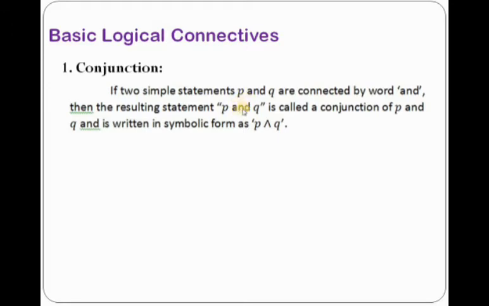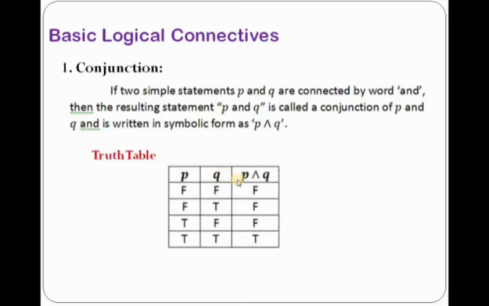And the symbol for this is this. This is an upside-down V. This is the symbol for conjunction, and you can read it as P and Q. Here you also need to learn something called a truth table, and you need to memorize this by heart.